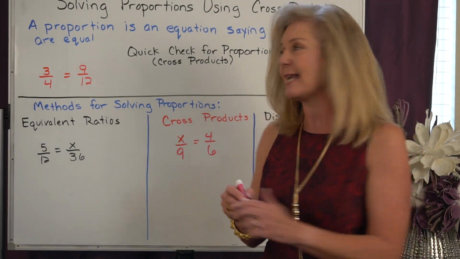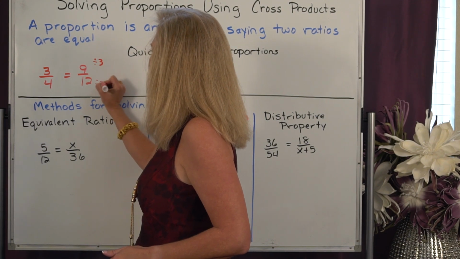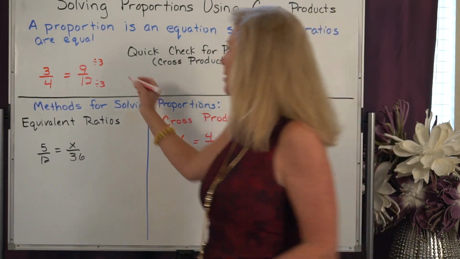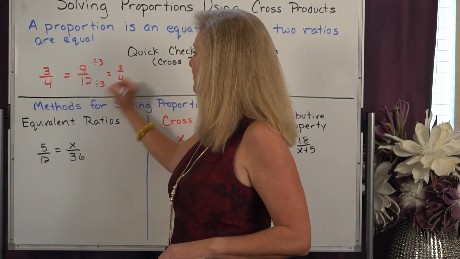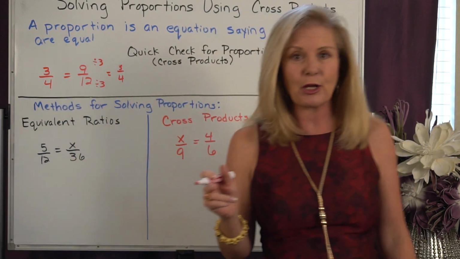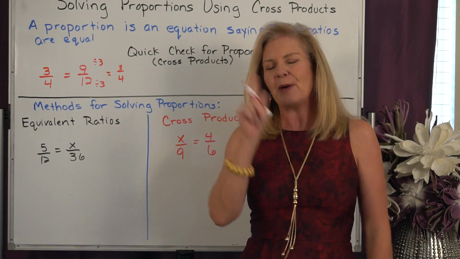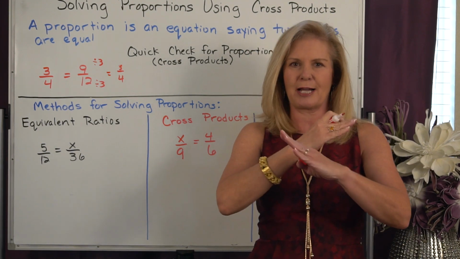So if I reduce 9 to 12 by dividing both the top and the bottom by the same number, I'm getting an equivalent ratio. And so 9 divided by 3 is 3, 12 divided by 3 is 4. If they're the same in lowest terms, then I know those have to be proportional. But there's also a second way that we can do this, and that's called cross products.